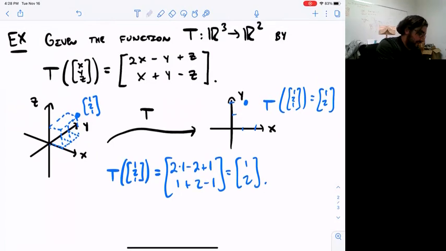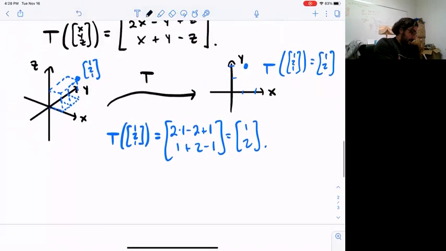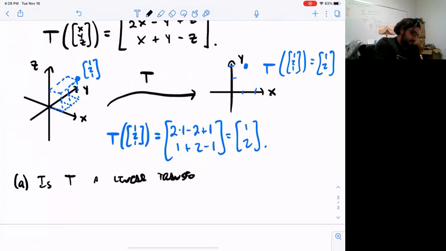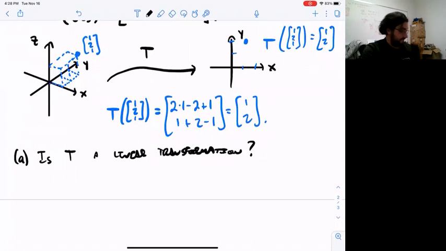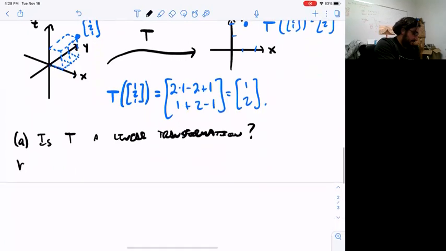Now, 2 questions. One, is it a linear transformation? Is T a linear transformation? And B, if so, find the null space.